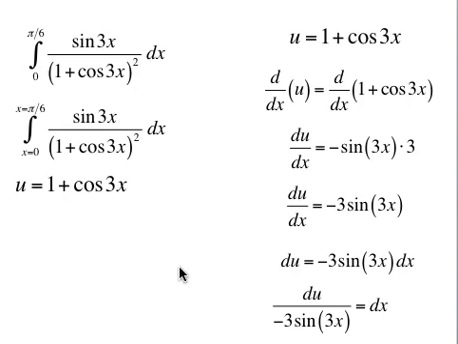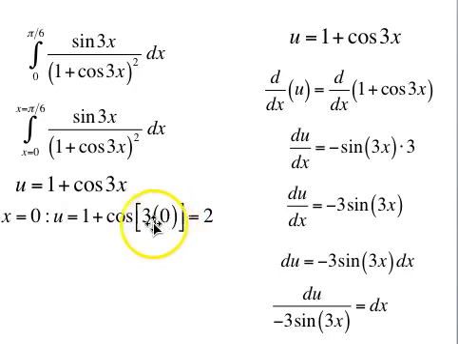So if u is 1 plus cos 3x, if I plug in 0, I get 1 plus cos 3 times 0. But cos 3 times 0 is 0. Cos of 0 is 1. 1 plus 1 is 2. So my lower endpoint will be u equals 2. How about my upper endpoint?